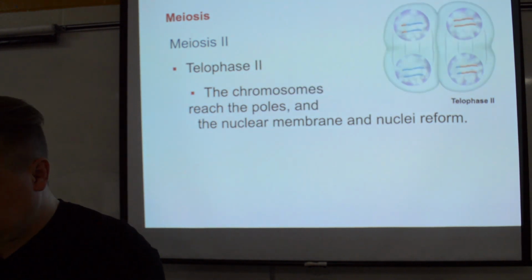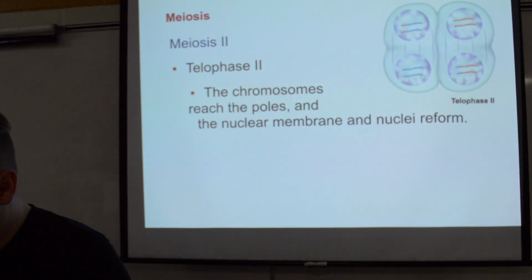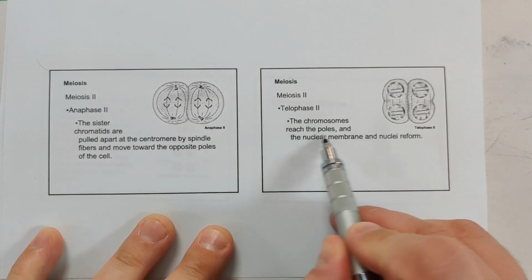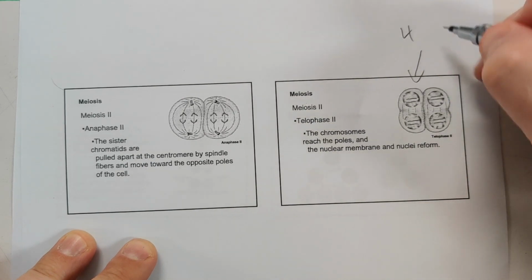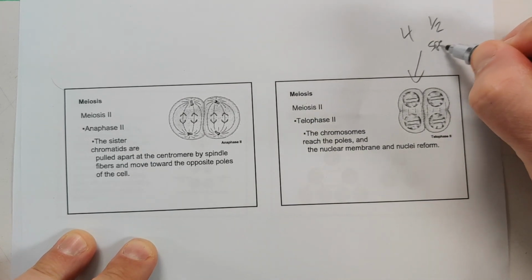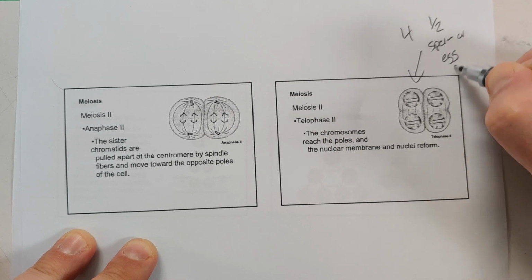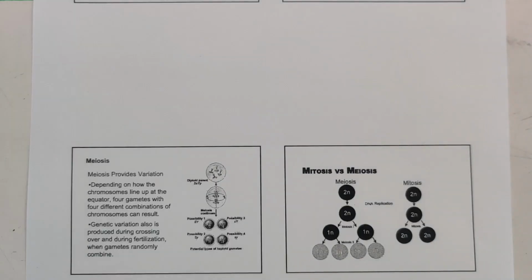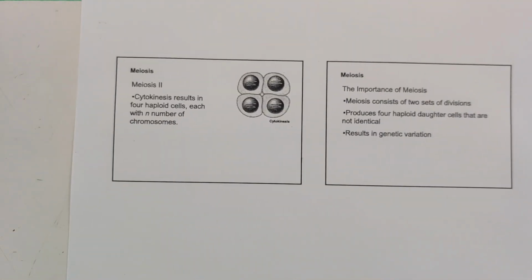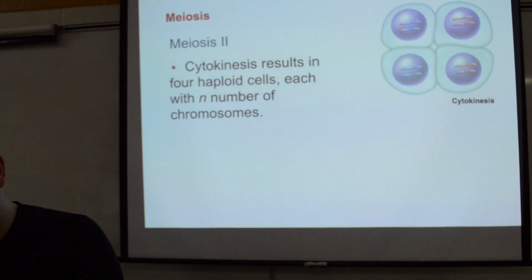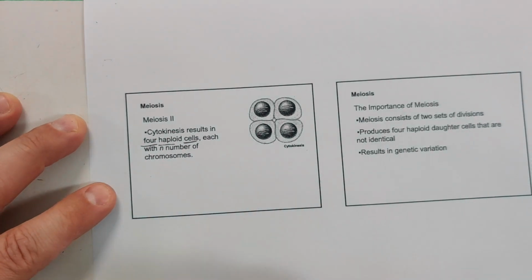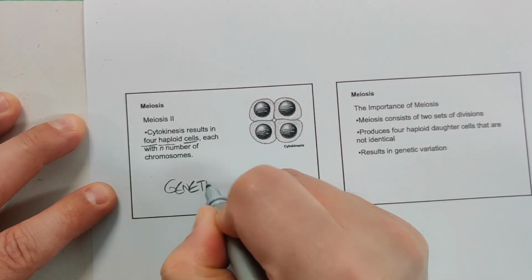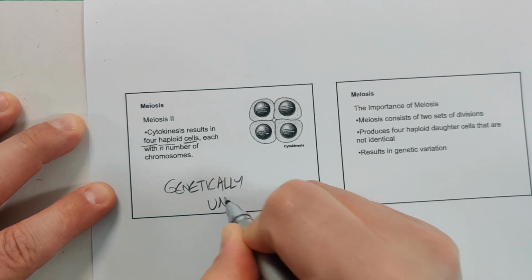Which brings us to telophase 2, right here. And in telophase 2, the chromosomes reach the poles and the nuclear membranes reform. So this would now be 4 half sperm or egg cells. And in meiosis 2, cytokinesis results in 4 haploid cells. This is important. 4 haploid cells. Genetically unique.